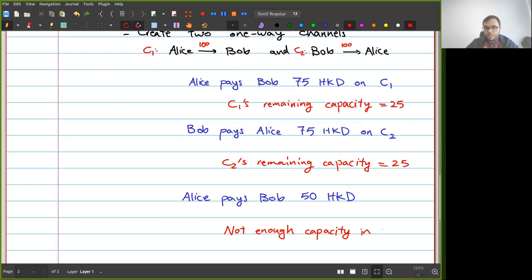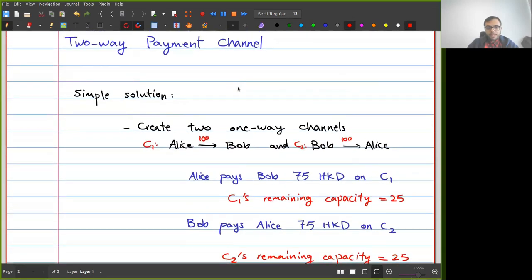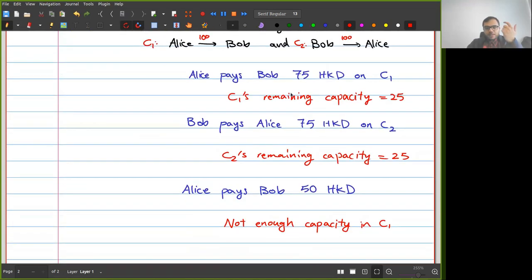Of course, she can create another channel, but we have to create another channel from Alice to Bob. So the point here is that if I have two one-way channels, it's not the same as really having a two-way channel where both Bob and Alice can send and receive money, right? Because if you think about it, if these channels worked like bank accounts, if Alice pays Bob 75 Hong Kong dollars, then Bob has that money in his bank account and he can pay Alice back 75 Hong Kong dollars, and then Alice has that 75 and she can pay Bob.